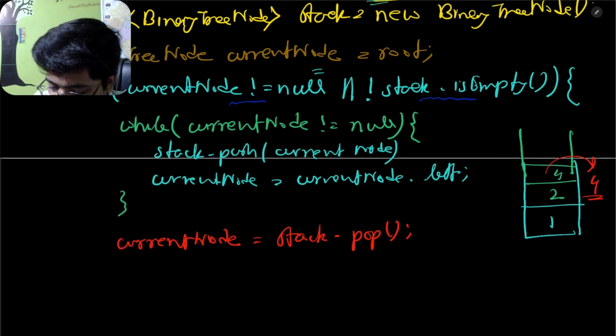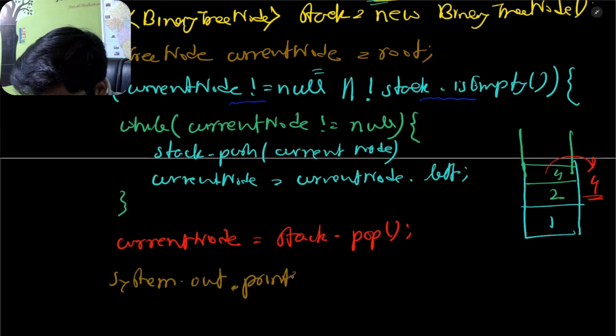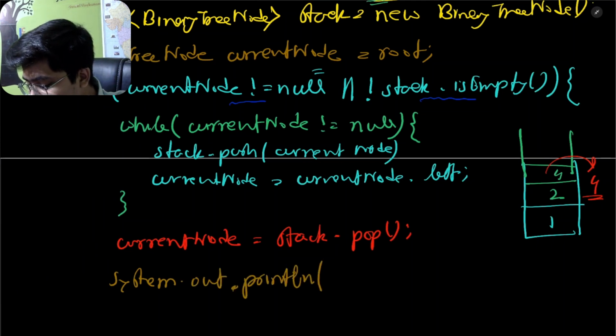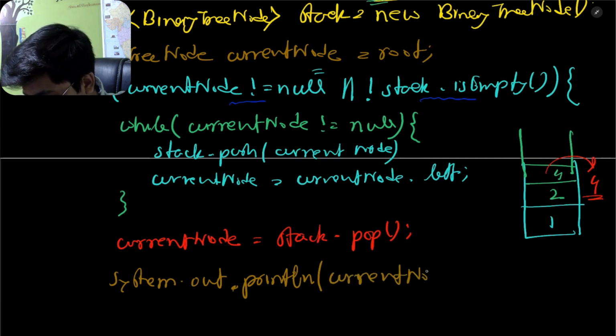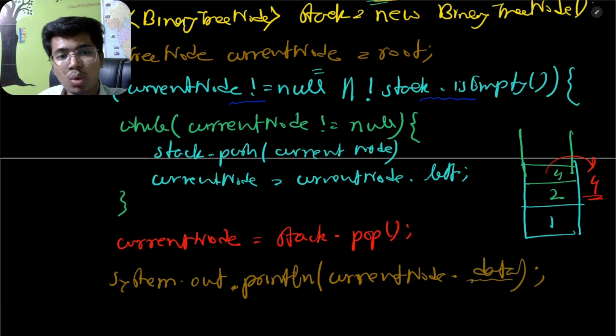System.out.println in Java, and then we'll be printing the value of this current node. So current node dot data. We can call it data or value; this portion depends on what we have defined in our binary tree node, either data or value. This is the integer section. So now we'll be printing that 4.